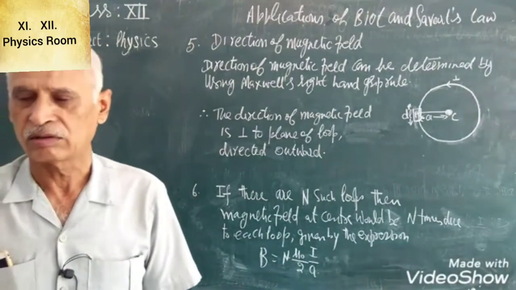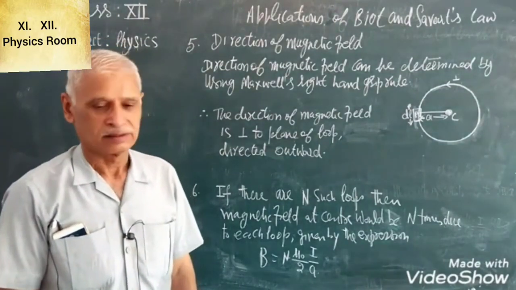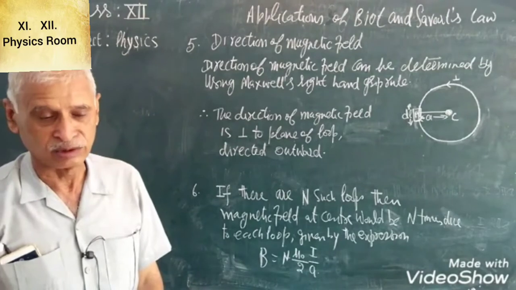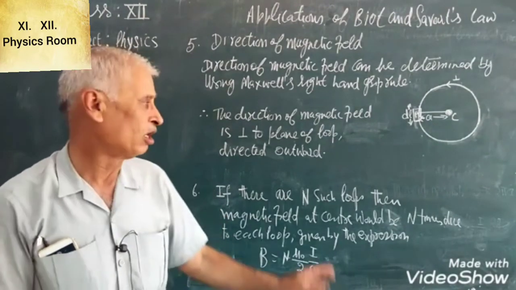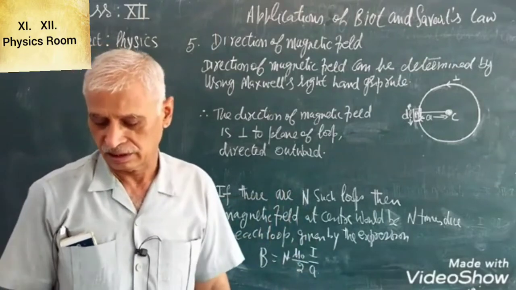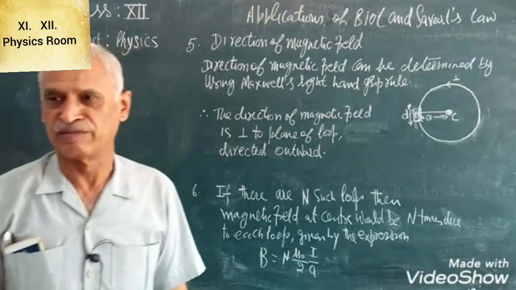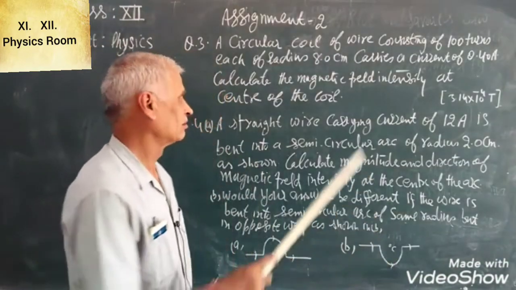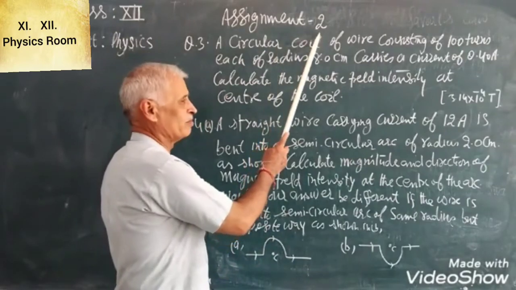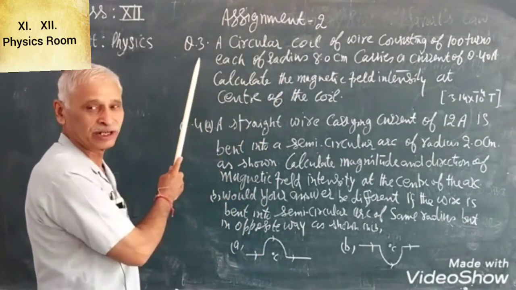Now we go for the assignment. In the assignment, as you know, you have to solve some questions based on the knowledge that you have gained on this topic. So we will go for the assignment. Now we come to Assignment 2. In continuation of Assignment 2, we have question number 3.